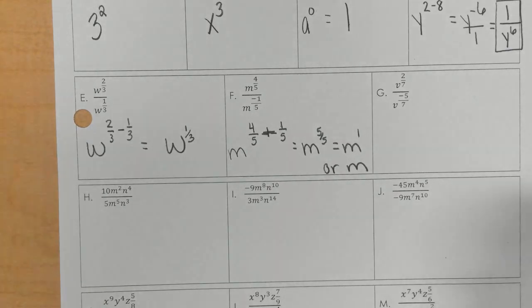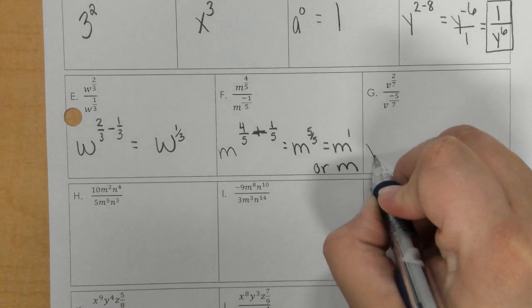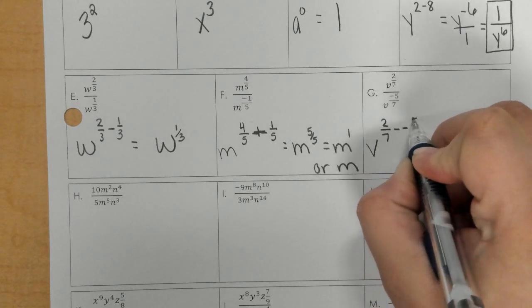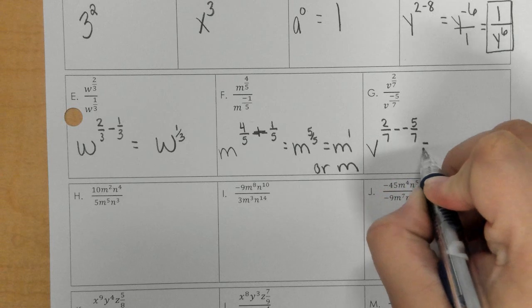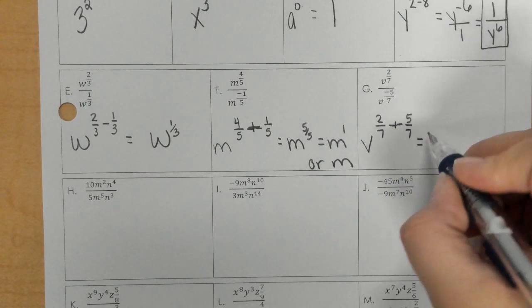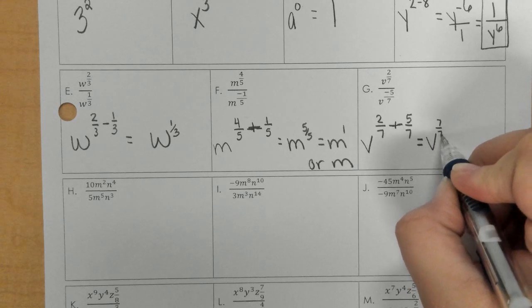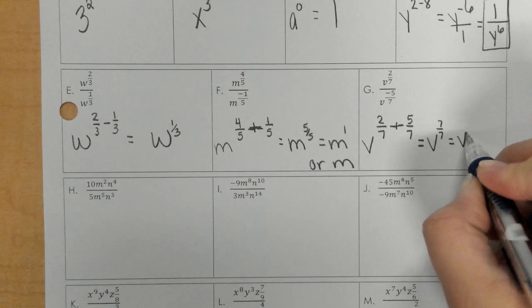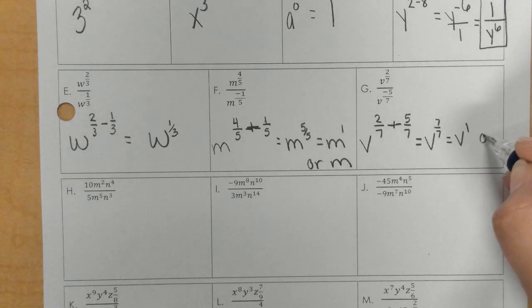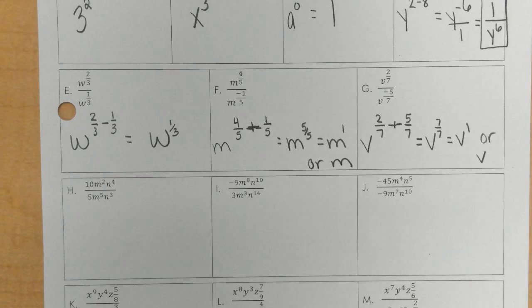Okay, for letter G, we have v to the 2/7 power minus a negative 5/7. The two negatives become positive, and we have 2 plus 5, which is 7/7. That makes a 1. And anything to the first power, you could just rewrite it as v. Remember, that's an invisible 1.